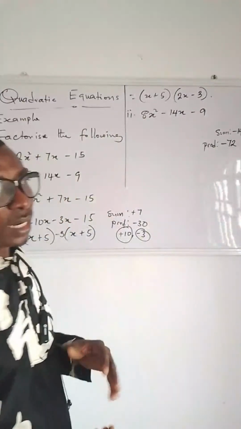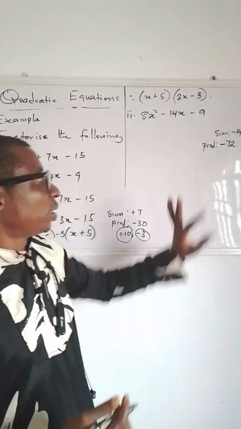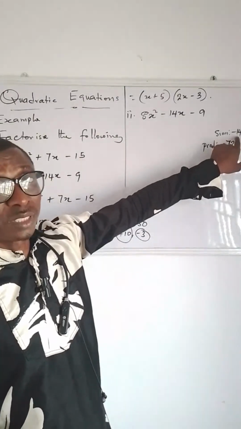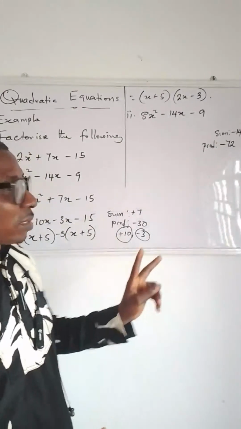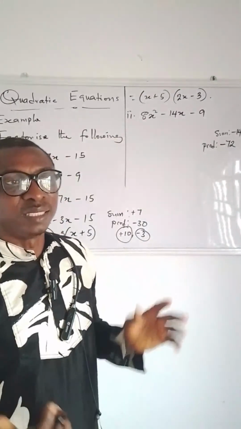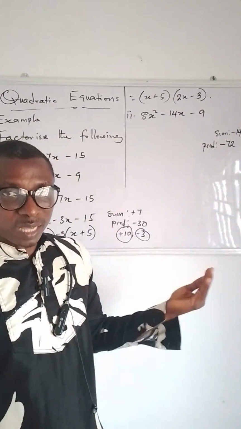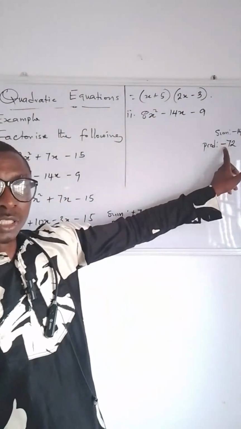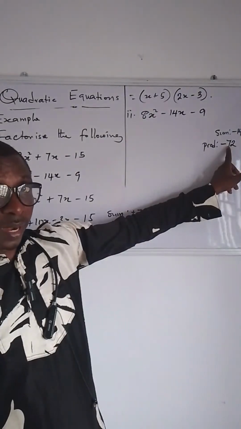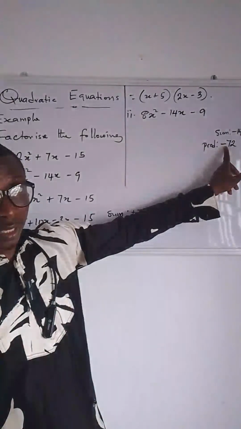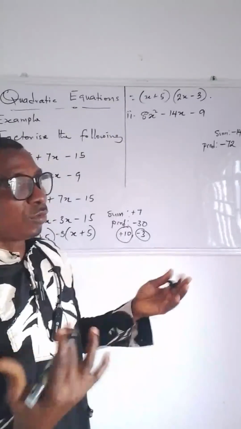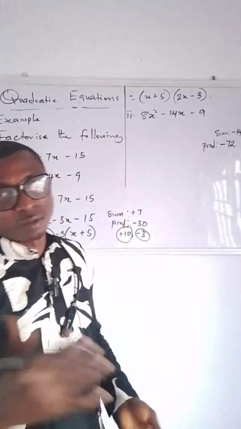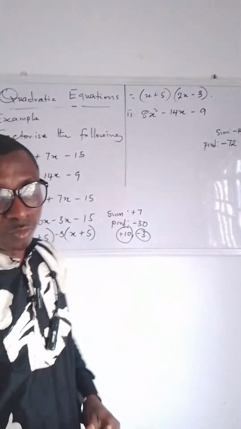Okay? So now you look for two numbers such that when you multiply together, you have this, and when you add together, you have this. You see, in my mind, I know the two numbers cannot both be negative, because once I multiply negative and negative together, I'll be having plus, which will not be correct because what I have here is negative. So I'll just look for two numbers where one will be negative while the other will be positive.